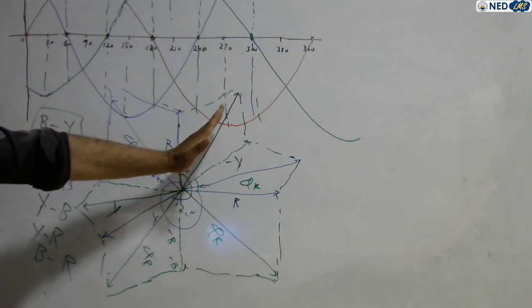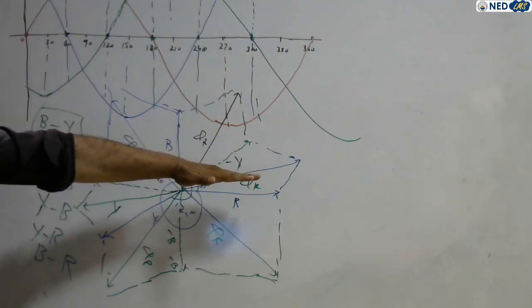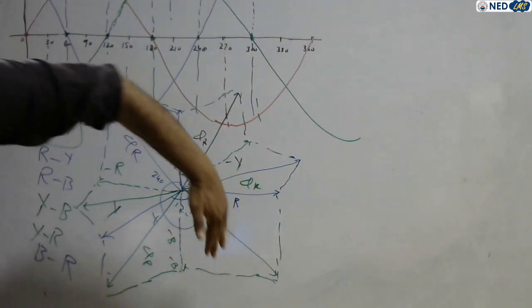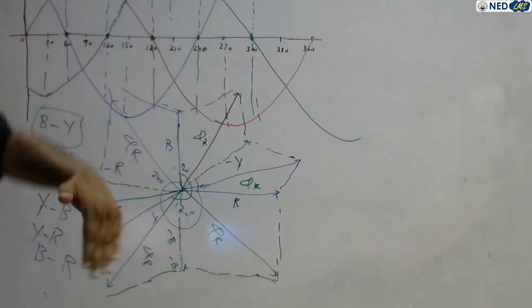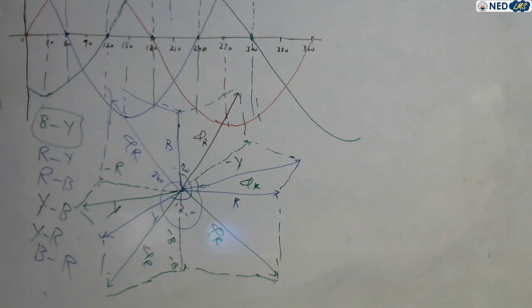First the resultant vector was here. Then the resultant vector comes over here, then here, then here, then goes here, right? So it actually rotates, and we come up to 300.